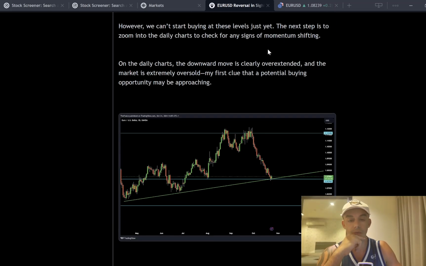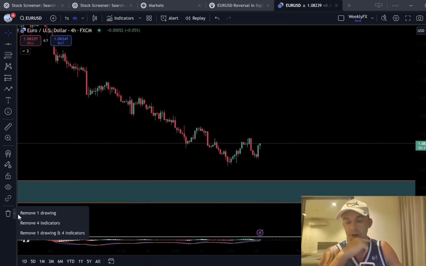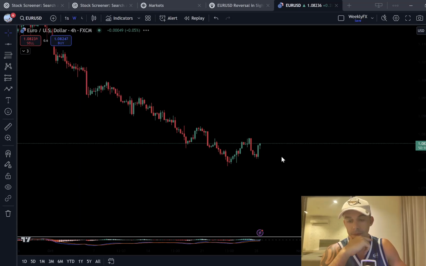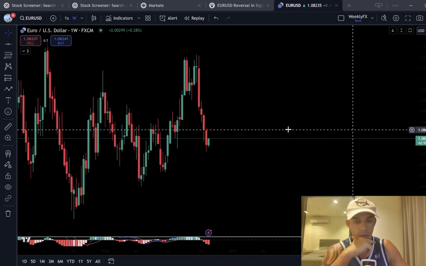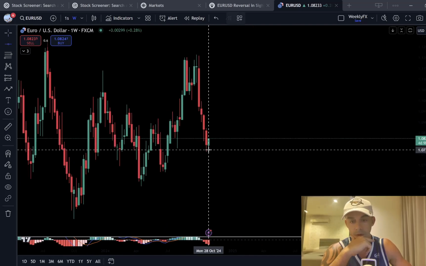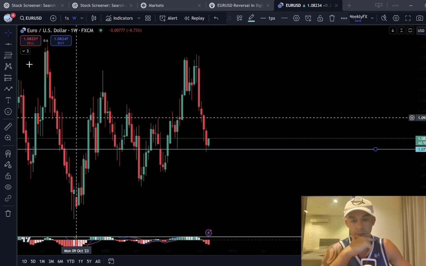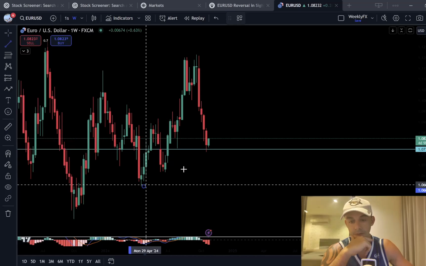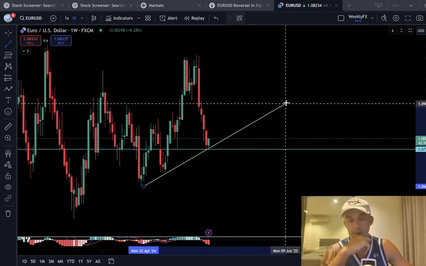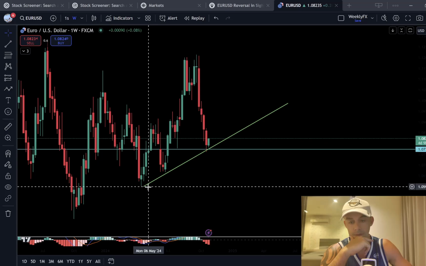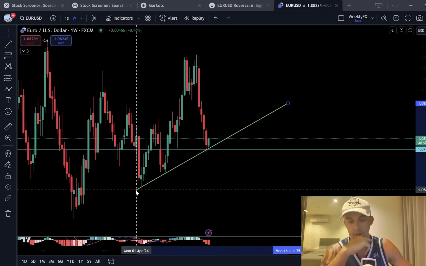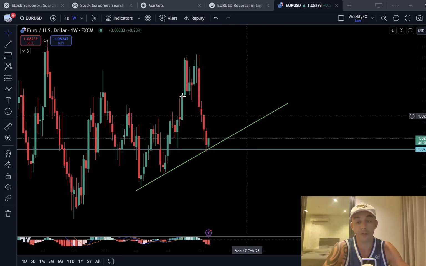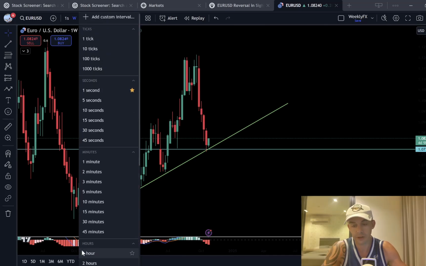I'll just draw the supports again here for you. I'll zoom out to the weekly. We had this support, that low. The market's kind of reacted. We had this diagonal support. This is what I was looking for a reaction at, on the 4-hour, which is the daily, sorry.